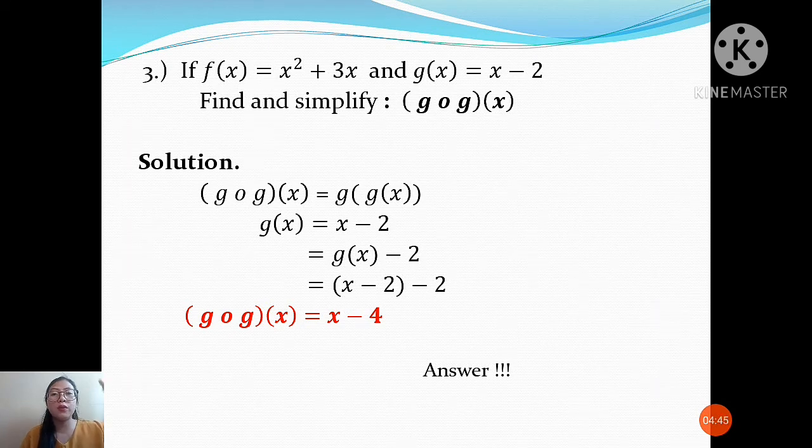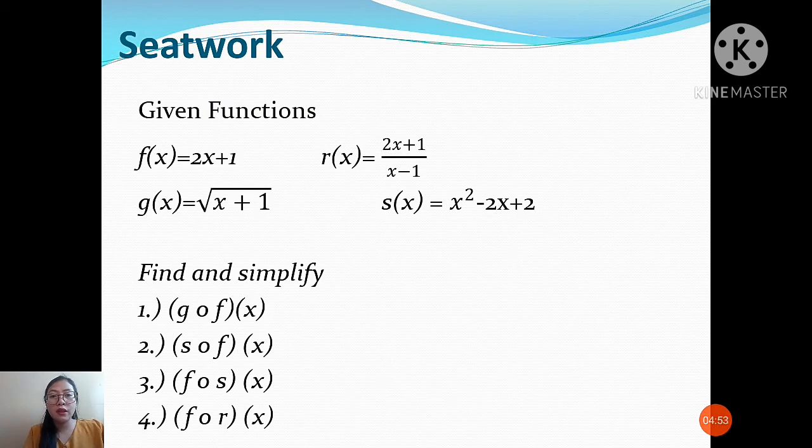I hope, class, you understand. Now let's proceed to your seat work. For your seat work, answer this, then just copy and answer, of course with solution. Then just send to me your finished work. So that's it, class. Again, under operation on functions, we have addition of function, subtraction of function, multiplication of function, division of function, and lastly, the composition of function.